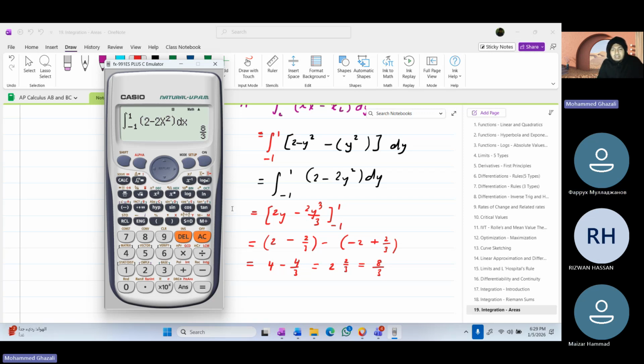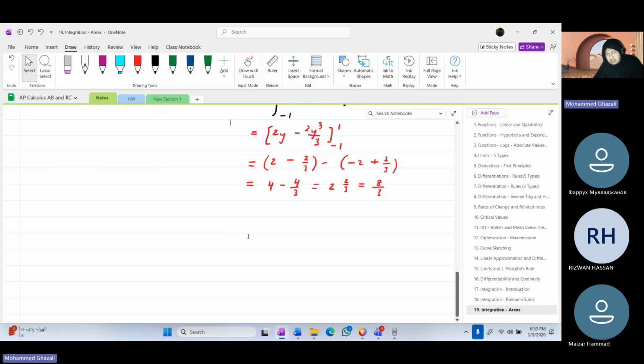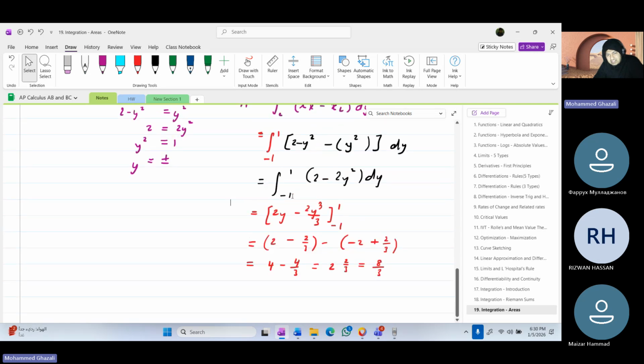All right, so guys, we get an answer which is 8 over 3. Now, I wanted to go over something very important. Can you see this area is kind of symmetrical? The bottom piece and the top piece are symmetrical. So when you have a symmetrical area in this case, you can say this integral.